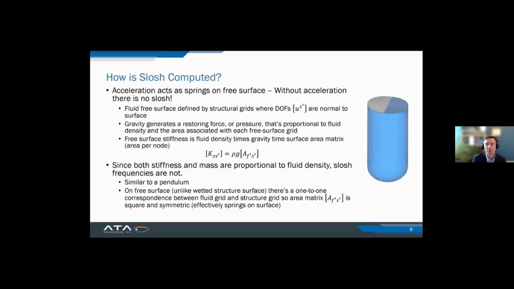Because both the stiffness as well as the mass are proportional to the density, it means that the slosh frequencies that you compute are independent of the density of the fluid. So it's like a pendulum, where the mass is independent, it's just a length variable.